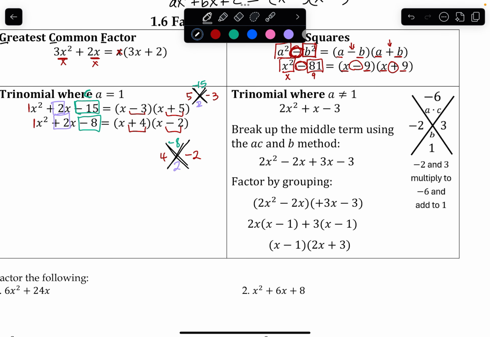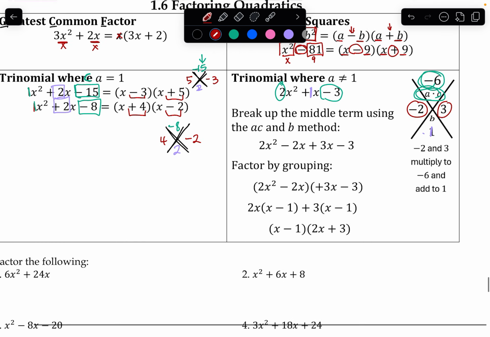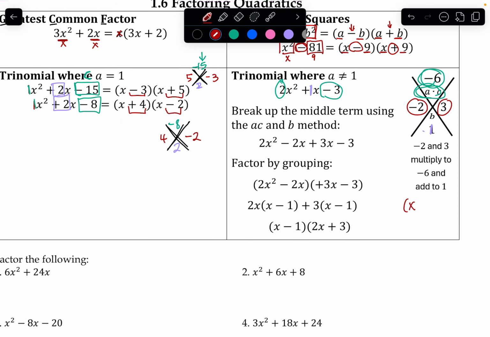When a isn't 1, it's a little bit harder because this top number of the x is going to be a times c. Technically, we were doing that before, but a was 1, so it didn't really affect anything. So a times c would be negative 6, and then we still need them to add to the middle number, which in this case is 1. The two magic numbers here would be negative 2 and 3. Those multiply to negative 6, but add to 1. And you have an added step. Instead of just jumping to your factors, you can't say x minus 2, x plus 3 are your factors, because there's no way that's going to multiply back to give you a 2x squared.